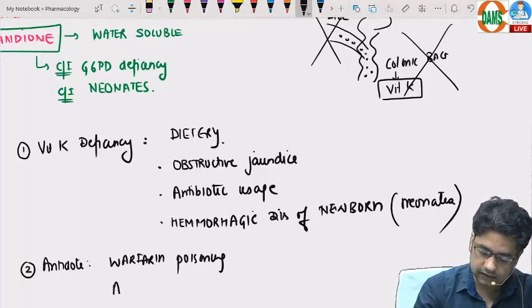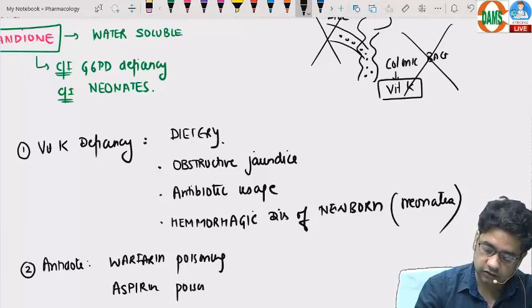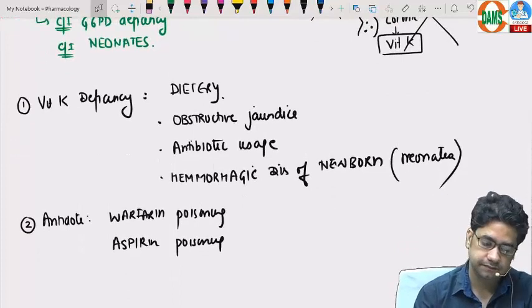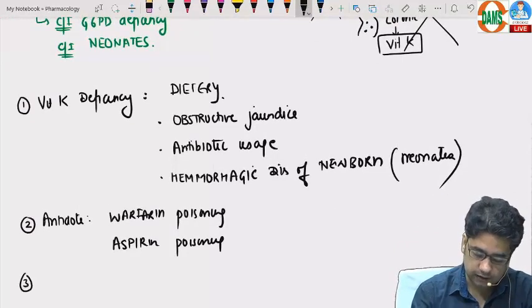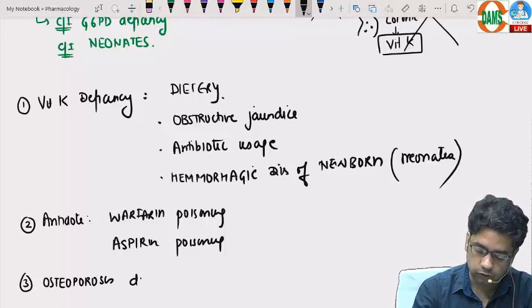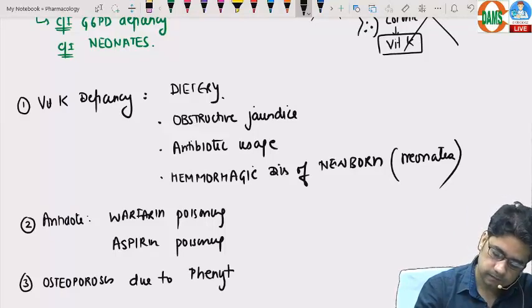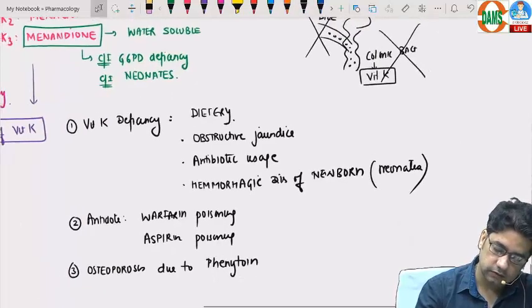It is also given as an antidote for aspirin poisoning, because aspirin, just like warfarin, may cause vitamin K deficiency. Lastly, it is also given for osteoporosis due to phenytoin. So these are the uses of vitamin K.